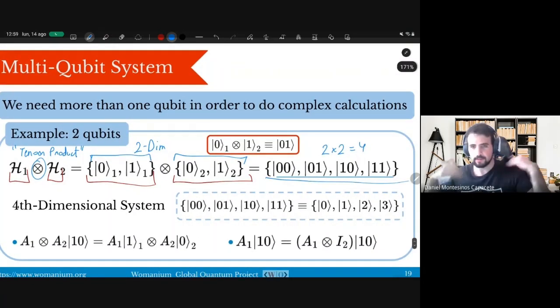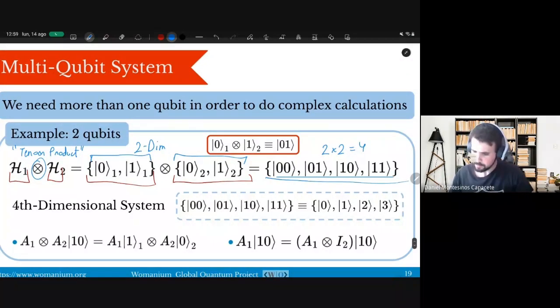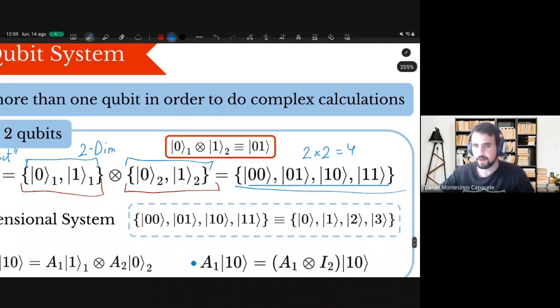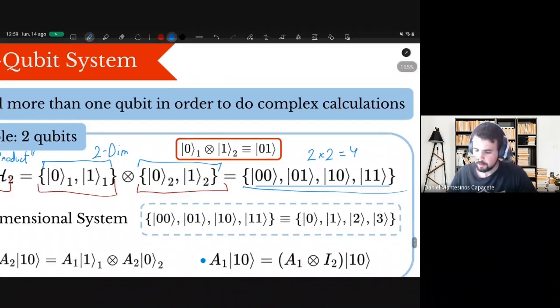And you work exactly the same. It's just a Hilbert space, but now you have four states, right? It's a four-dimensional Hilbert space.